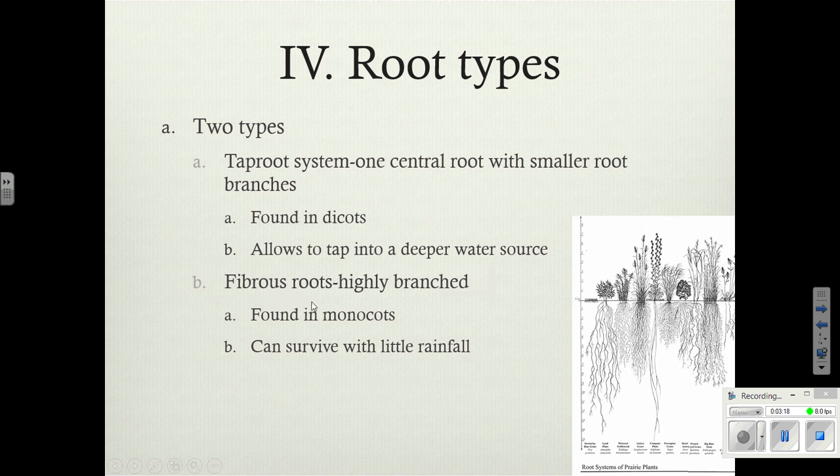The opposite of this would be the fibrous roots. This is where they're going to sit a little higher and closer to the surface, but they're going to branch off in a lot of different directions. These are plants that usually live on the prairie. They can survive with very little rainfall because that root system goes so far and wide. It can soak up water no matter where it hits the ground.